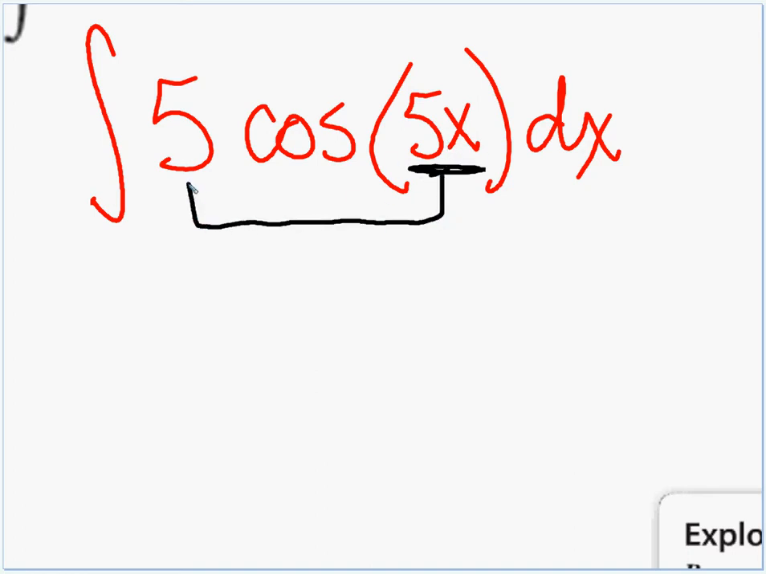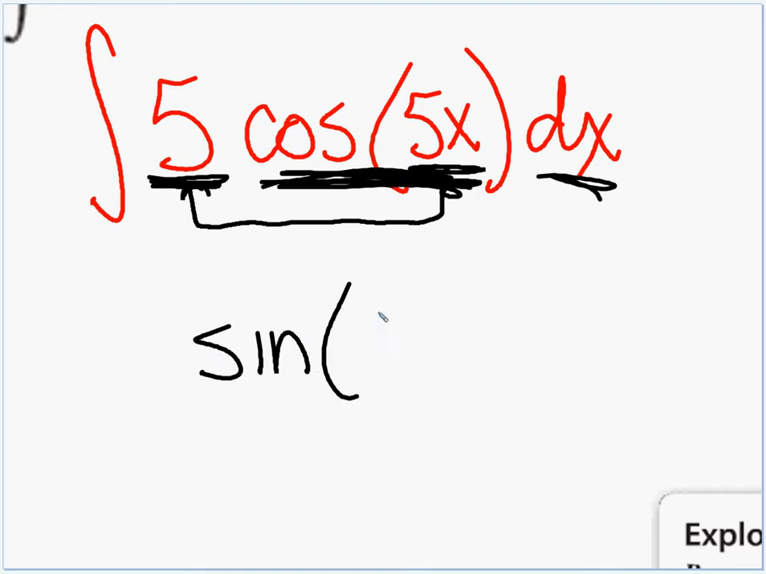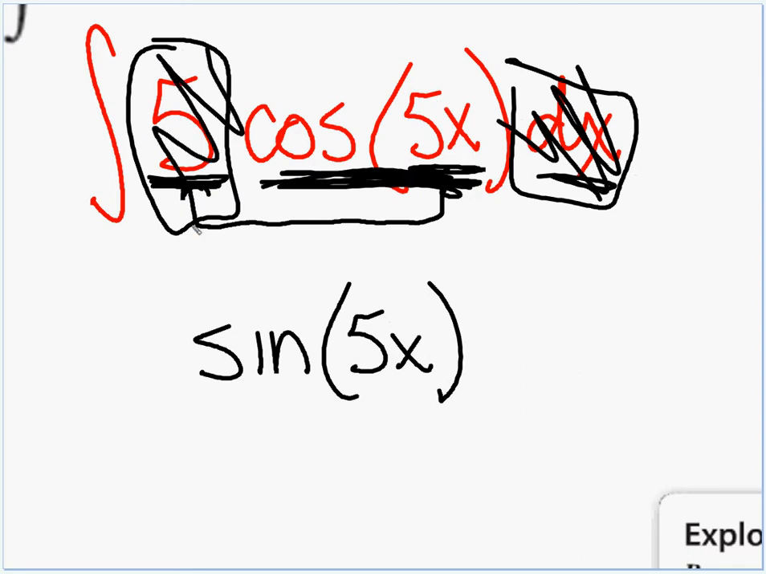So our rocket is the cos of 5x. Our rocket fuel is the 5 and the dx. So we launch our rocket. What is the antiderivative of cos? Well, that's going to be sine. Sine of what? The same 5x. The 5 and the dx, that's the rocket fuel, so it gets burned up when we launch, and we're not going to forget our plus c.